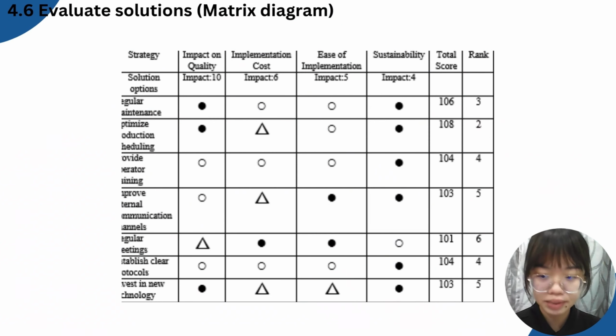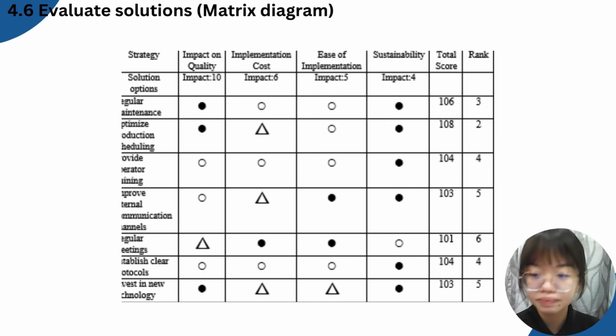Third, ease of implementation. This criteria was assigned a score of 5. Solutions that are easier to implement will cause less disruption and allow us to see benefits more quickly. Lastly, sustainability, with an impact score of 4. Sustainability ensures that our chosen solution remains viable and effective over the long term, supporting ongoing improvement and compliance with environmental standards. We evaluated 12 strategy options against these criteria. Each option was scored based on its potential to meet these criteria.